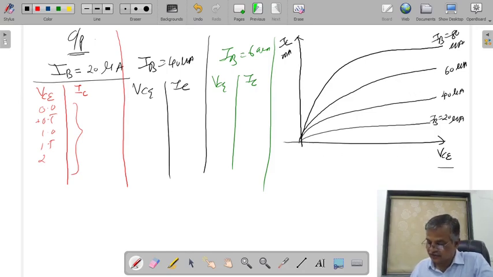See, as you increase VC, IC increases. As you increase the base current, your collector current increases. This is called the relation between output current and output voltage for a given value of the base current. In the next lecture, we will see why you are getting such a nature of the graph.